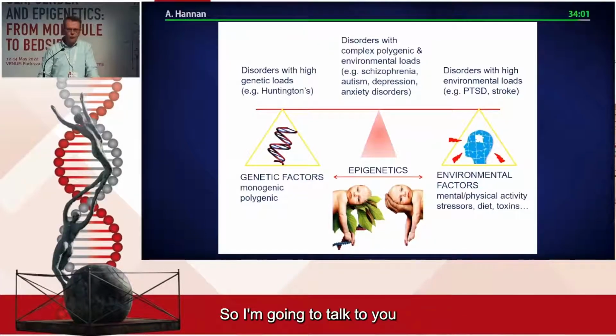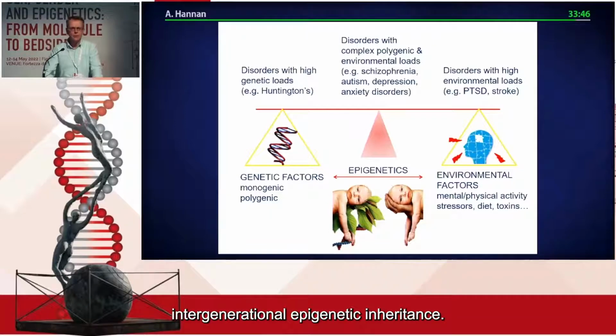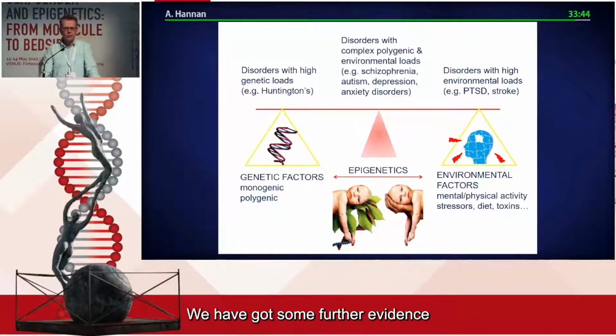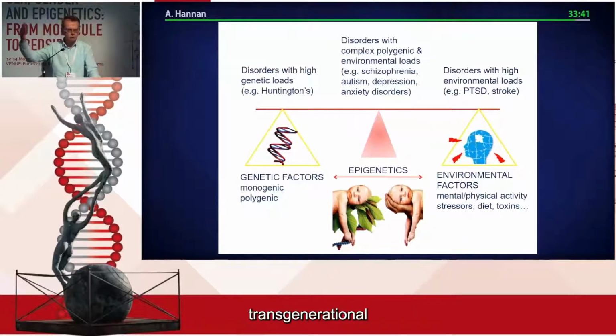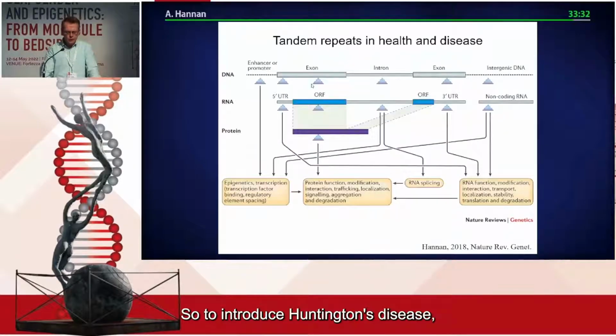So I'm going to talk to you about a number of our preclinical models, in particular a mouse model of Huntington's disease, a couple of mouse models of schizophrenia, and then I'll talk about our work on paternally mediated intergenerational epigenetic inheritance. We have got some further evidence going to F2 transgenerational epigenetic inheritance through the paternal line, but I won't discuss that.